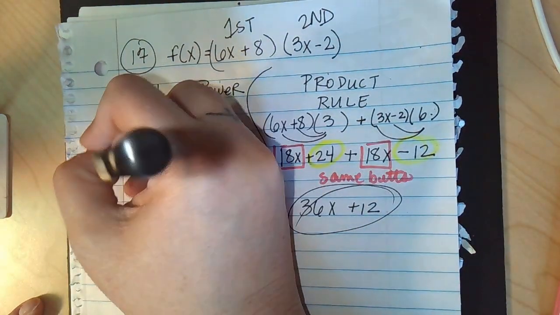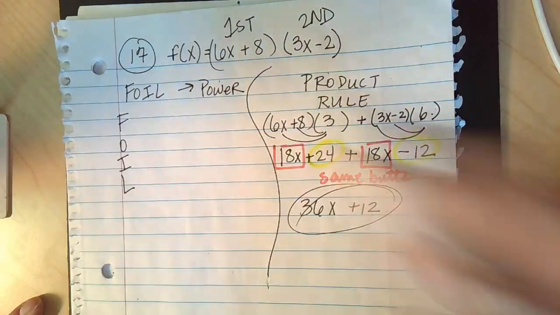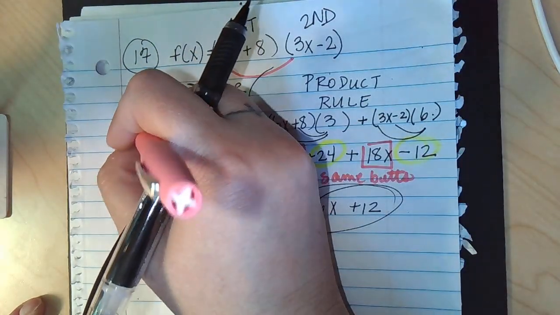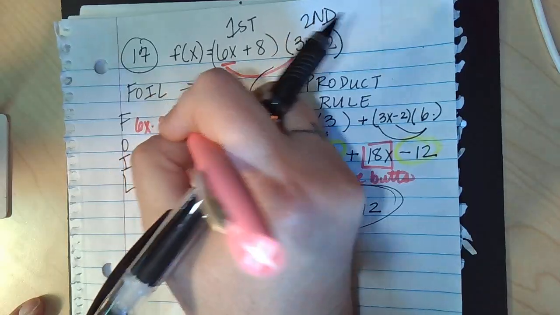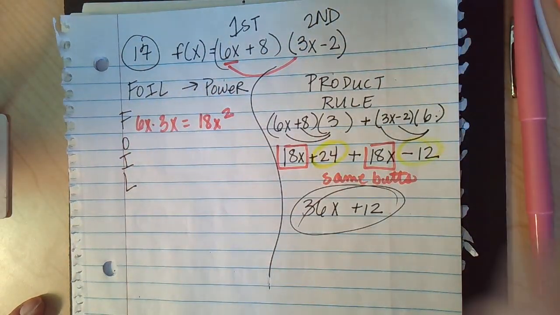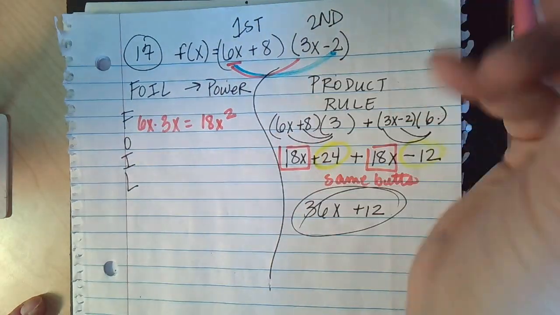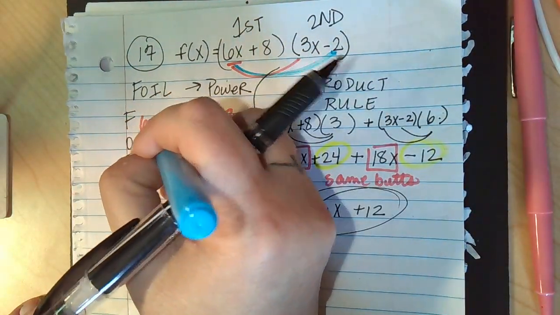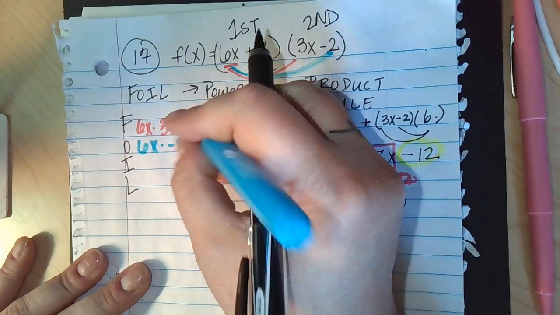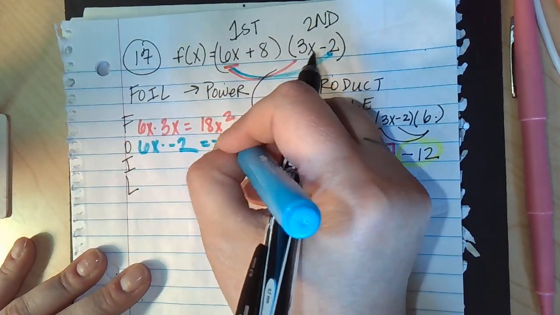Okay, let's FOIL this beast out. F means 6x times 3x. That's 18x squared. Okay, O means 6x times negative 2. It's the stuff on the outsides. And that makes negative 12x.